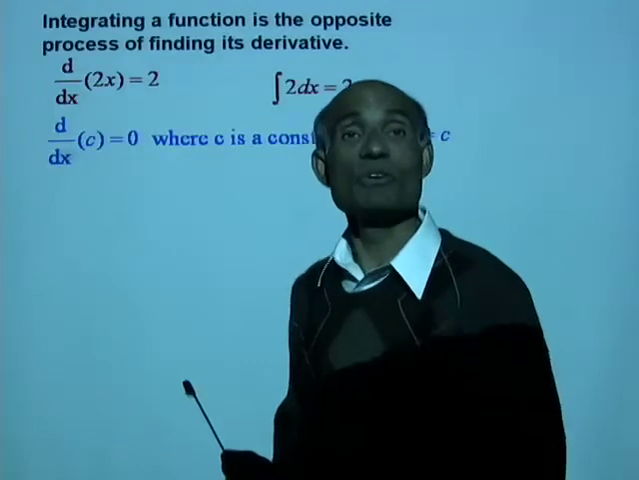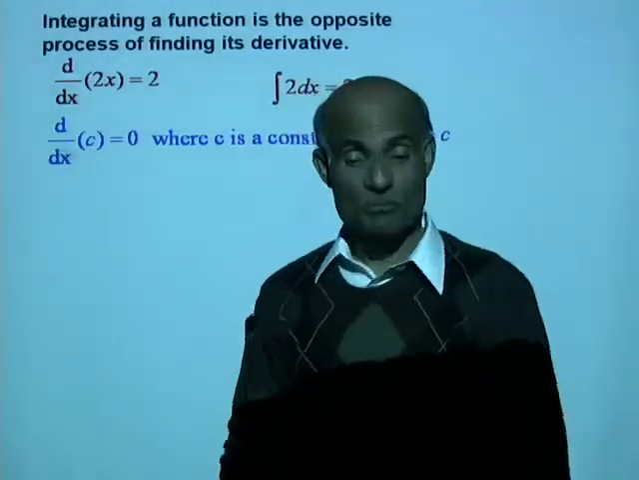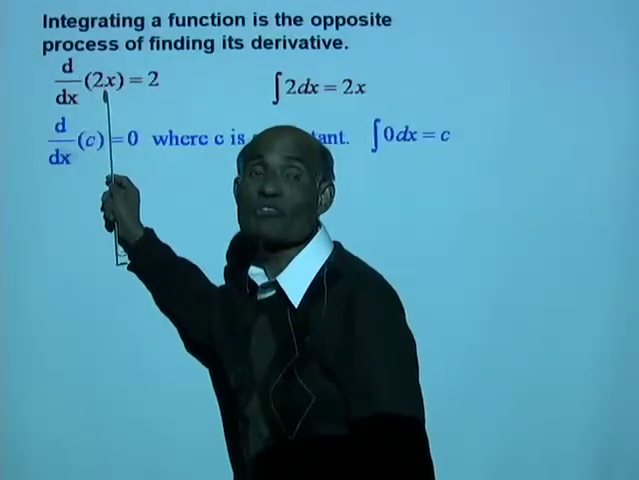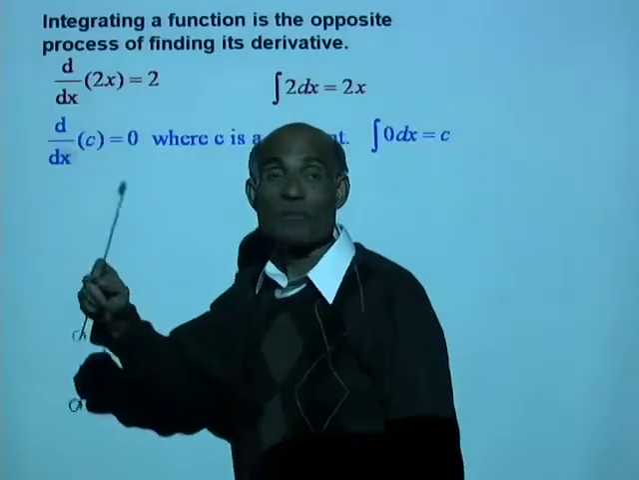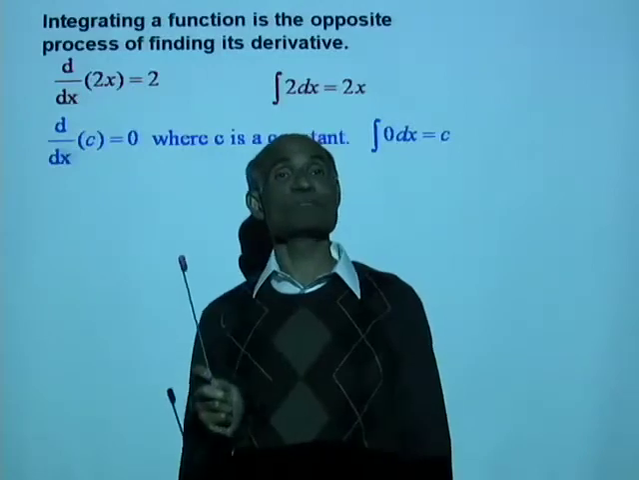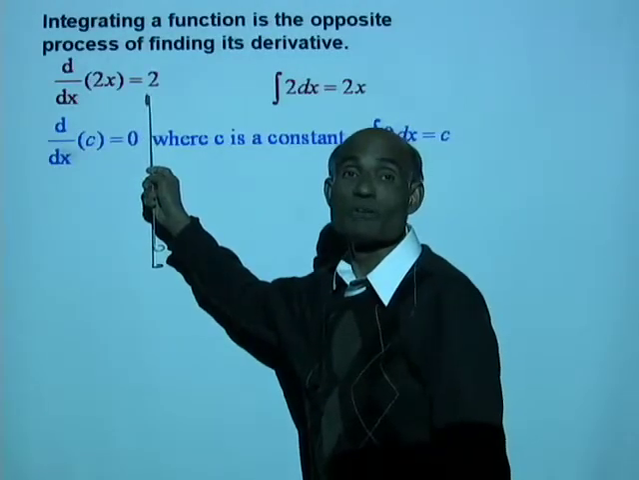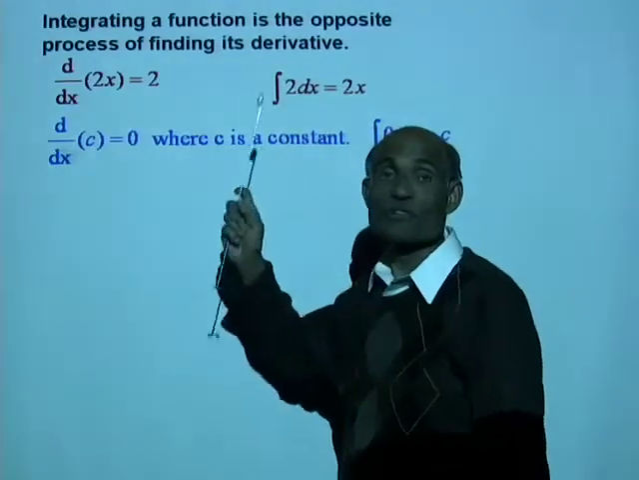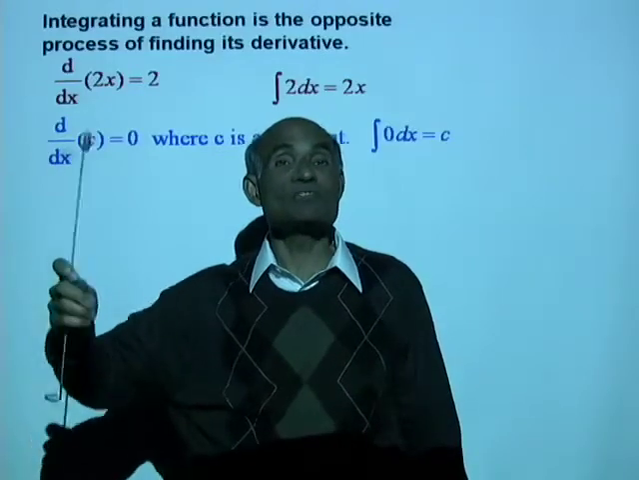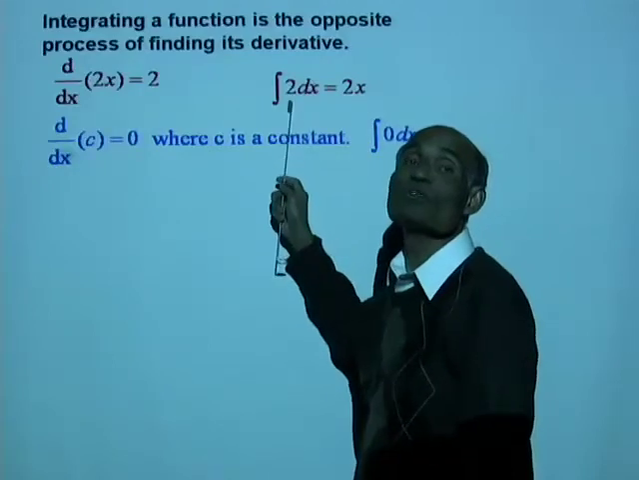Now, that means we are going to have a problem in this process of integration, because remember, the derivative of 2x is 2. The derivative of 2x plus 5 is also 2. So, if you integrate 2, you might get 2x. You could also get 2x plus 2, 2x plus 3, and so on. That constant number will not be seen when you integrate.